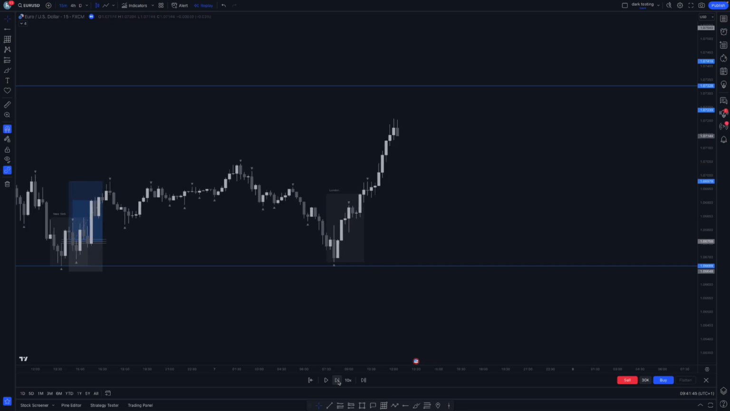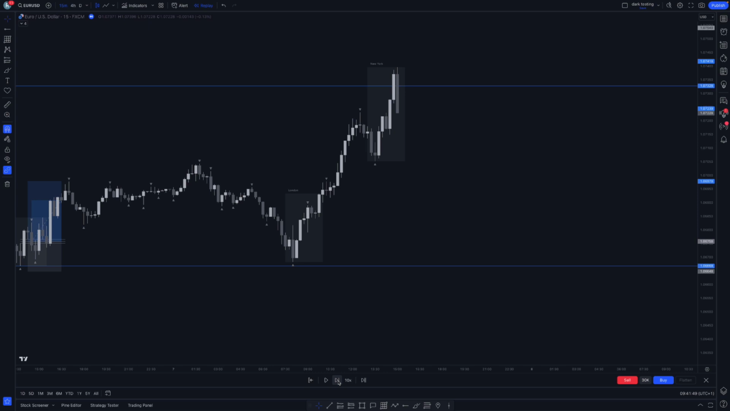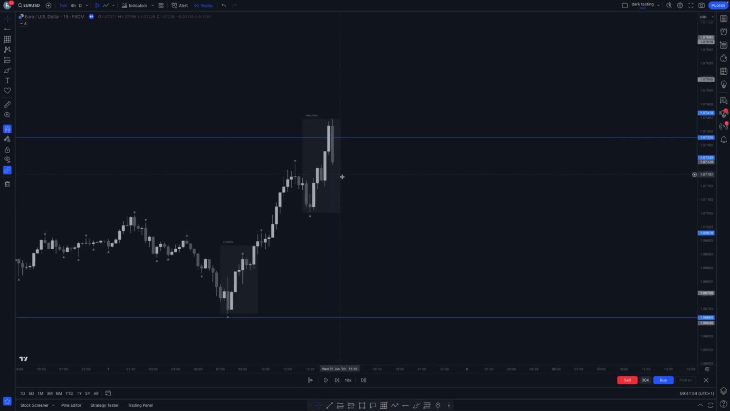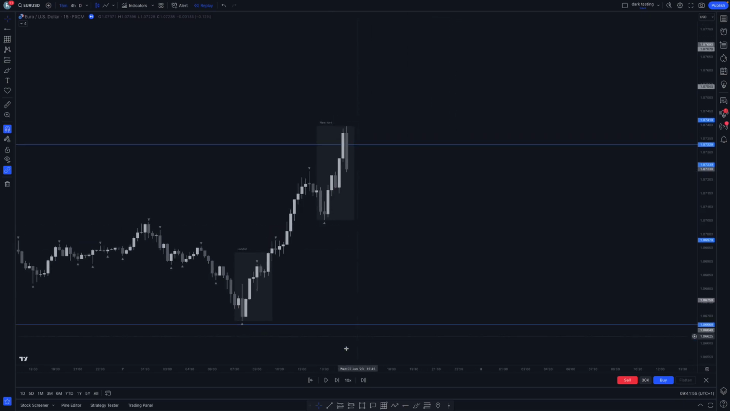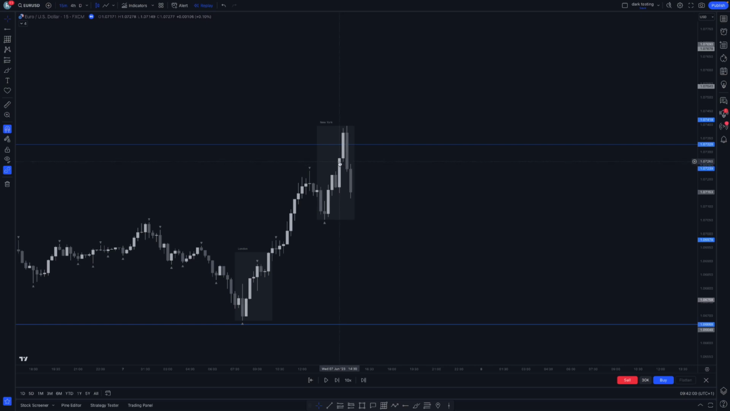Do we get any continuations? Any setups during New York? So we've now taken the previous daily high. The previous daily high is the first point of liquidity to be taken for our strategy. Do we get a setup? So there is a very subtle fair value gap right here.